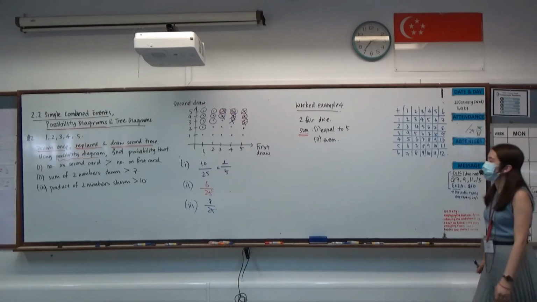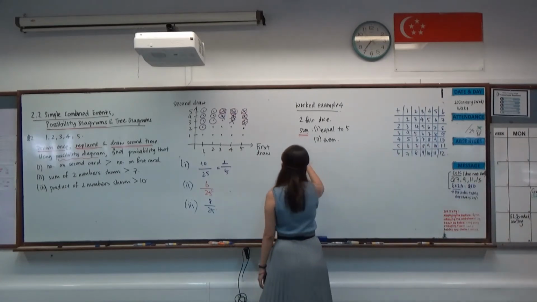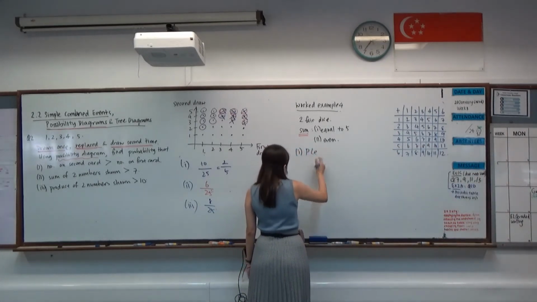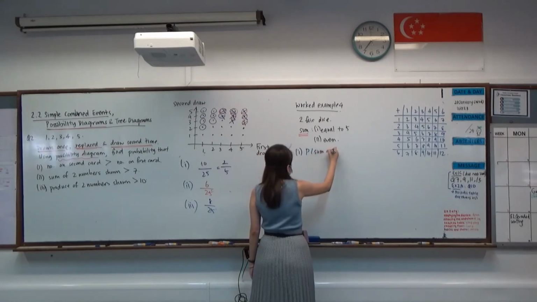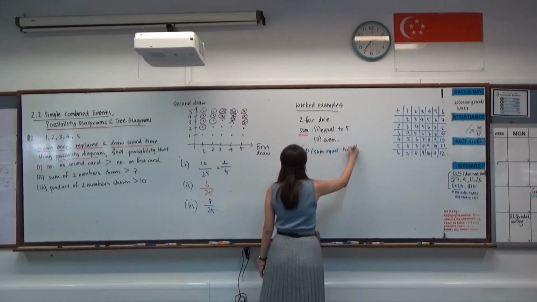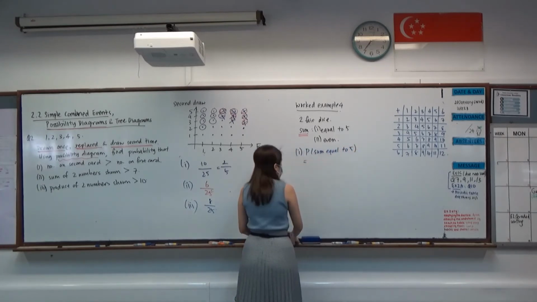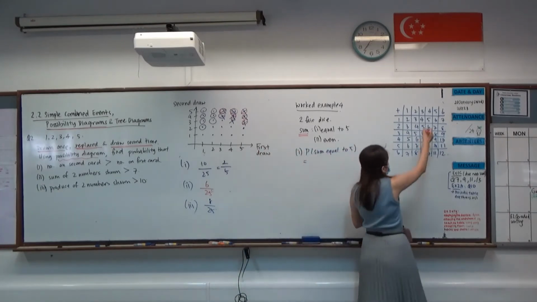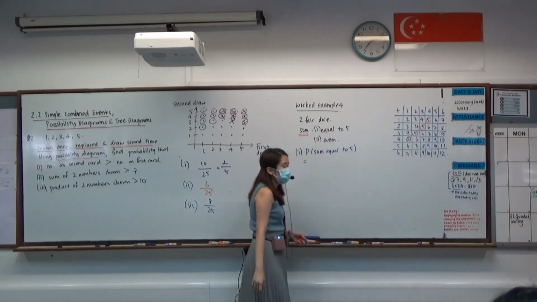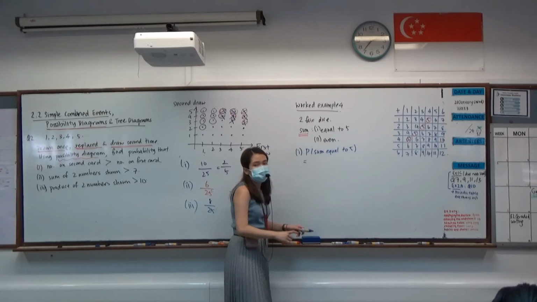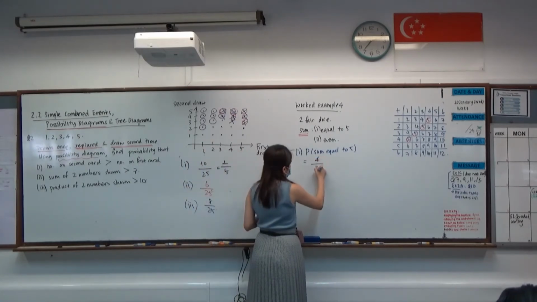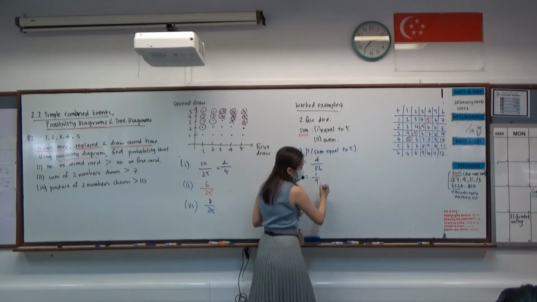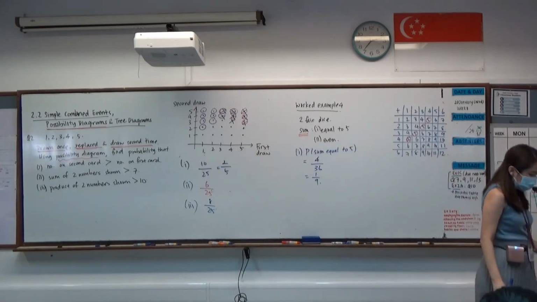So the probability of having the sum equal to 5 would be easily spotted from the diagram where we just hunt for the 5s. And there are 4 5s out of a total of 36 possible outcomes. So answer will be 1 over 9.